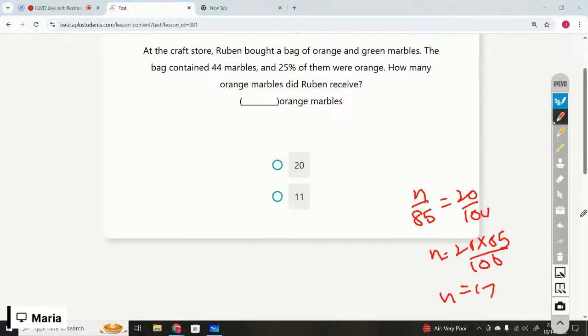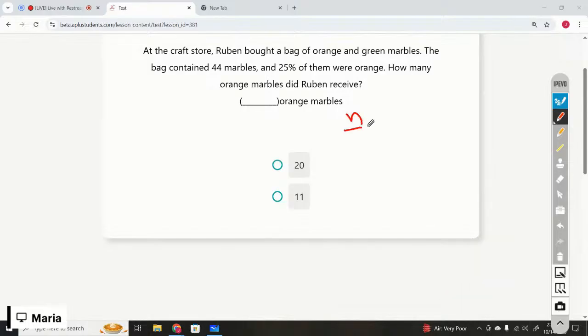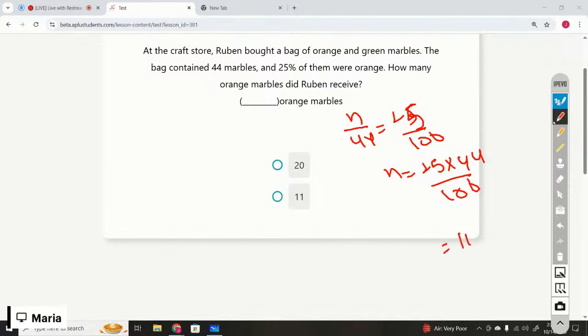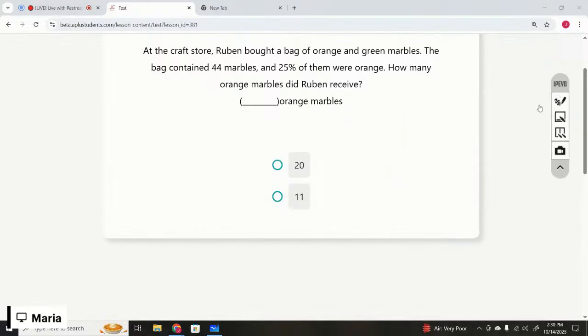So we need to calculate percent of 44. That is n divided by 44 equals 25 over 100. So n equals 25 times 44 over 100. 25 times 44 is 1100. 1100 divided by 100 is 11. So the correct option is 11. Option number 2 is the correct option, that is 11.